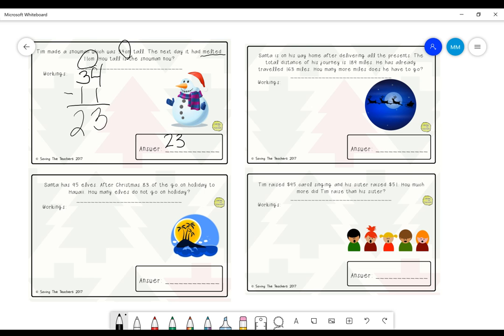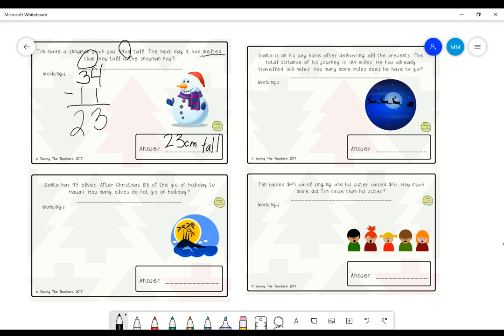23, and we got to make sure to label it. So look at this label right here. It is 23 centimeters tall. We always label our total. We always label what it's asking us to label in our word problems.